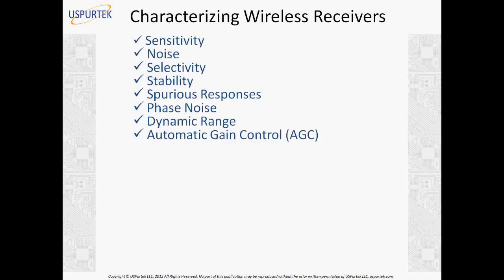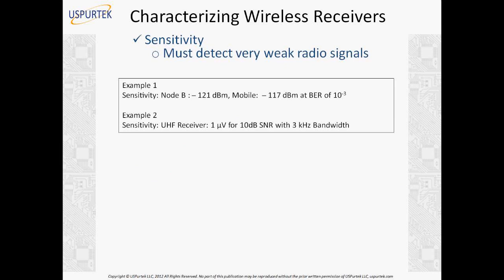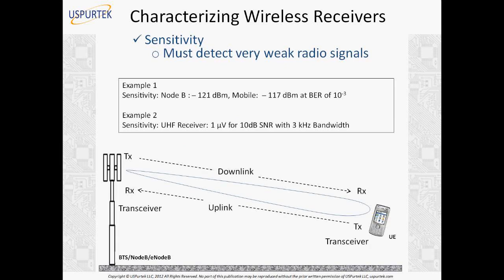Okay, so we just listed all the different characteristics that we can apply to any wireless receiver, whether the receiver is on the base station or on the handset. Well, sensitivity. What does sensitivity mean? It simply means that you must be able to detect very weak radio signals. If we recall from our previous webinars on link budget analysis, because of the RF propagation losses, the signal becomes very weak at a certain distance. And we have to really know what the strength of the signal should be for our receiver. So both for downlink and uplink, it matters.